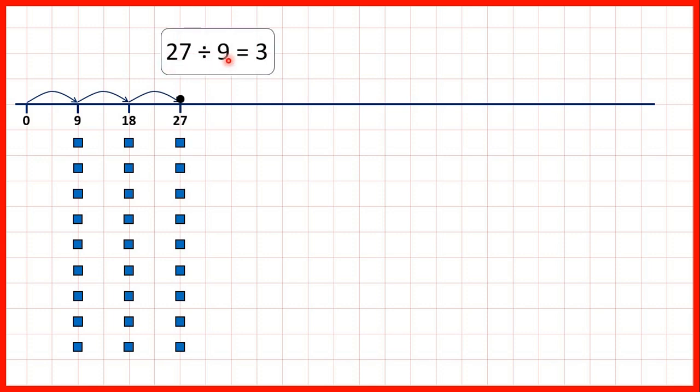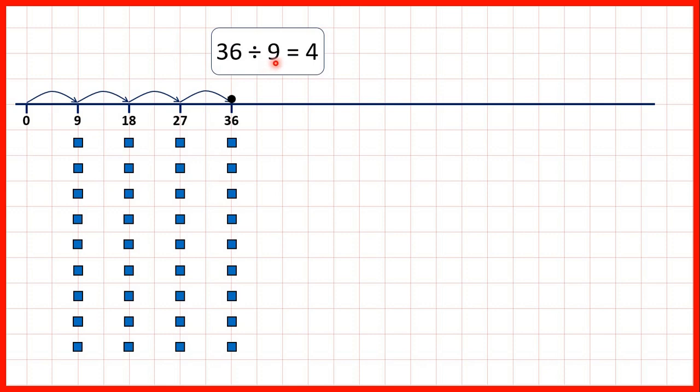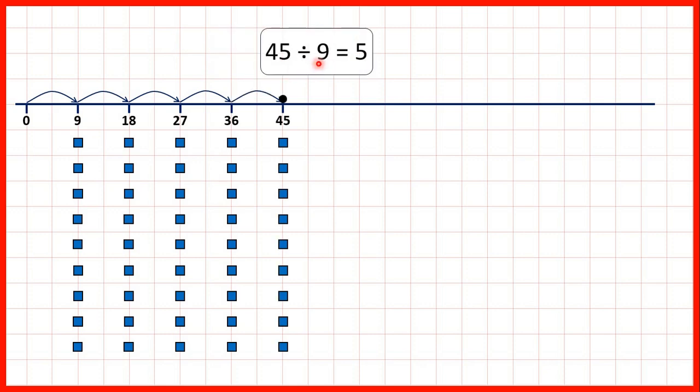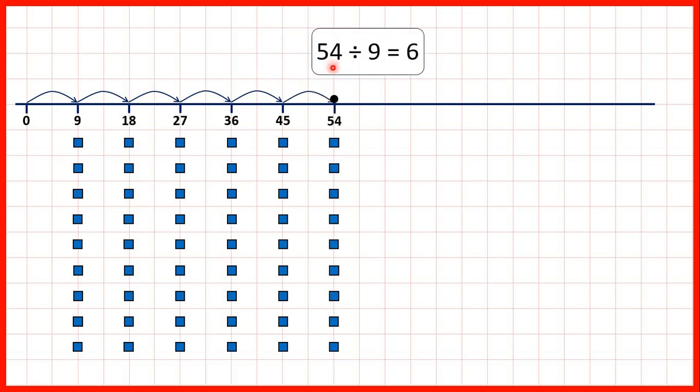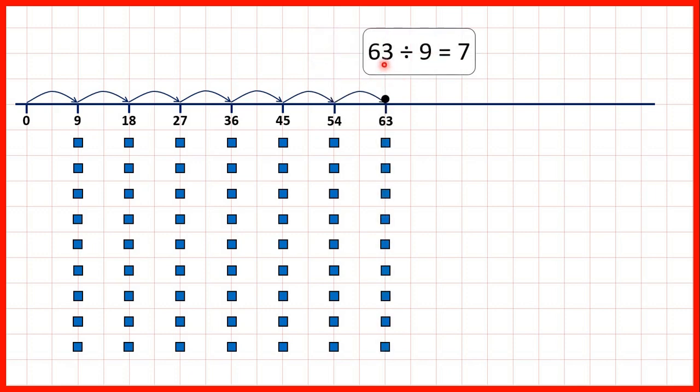27 divided by 9 is 3. 36 divided by 9 is 4. 45 divided by 9 is 5. 54 divided by 9 is 6. 63 divided by 9 is 7.